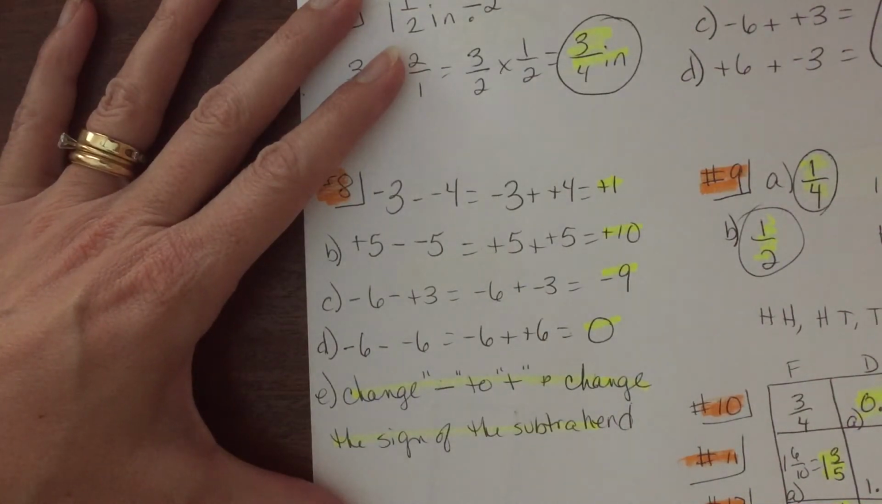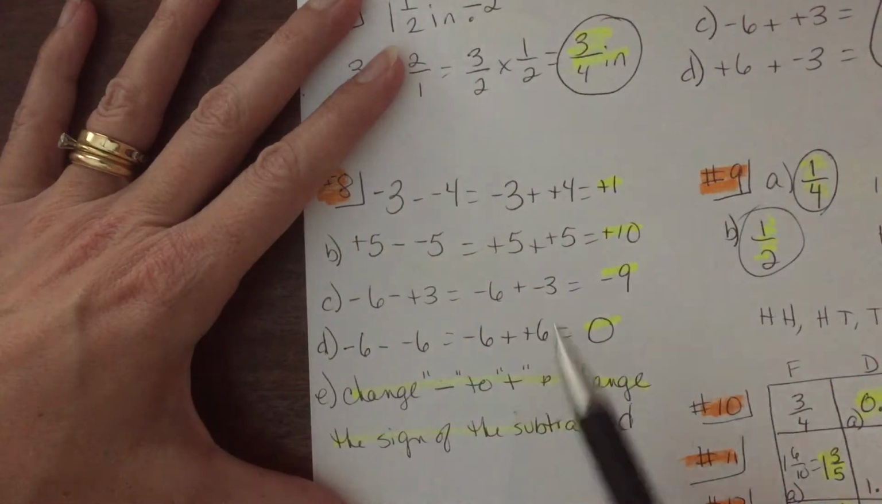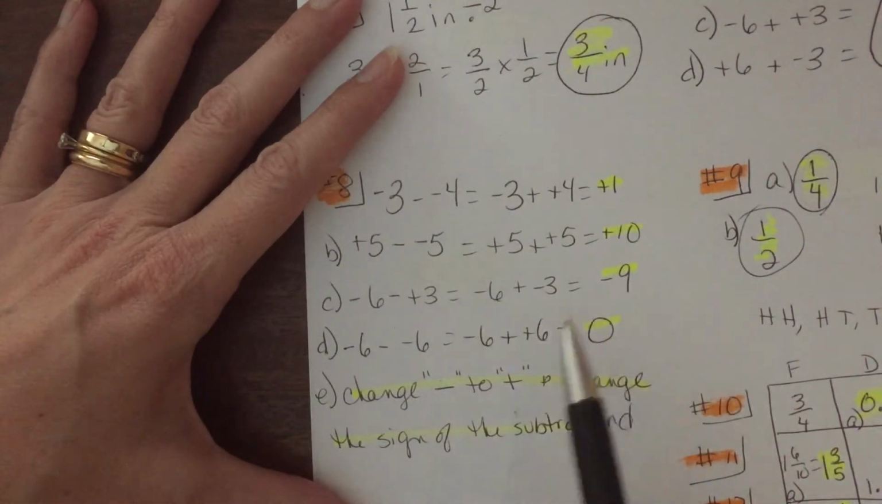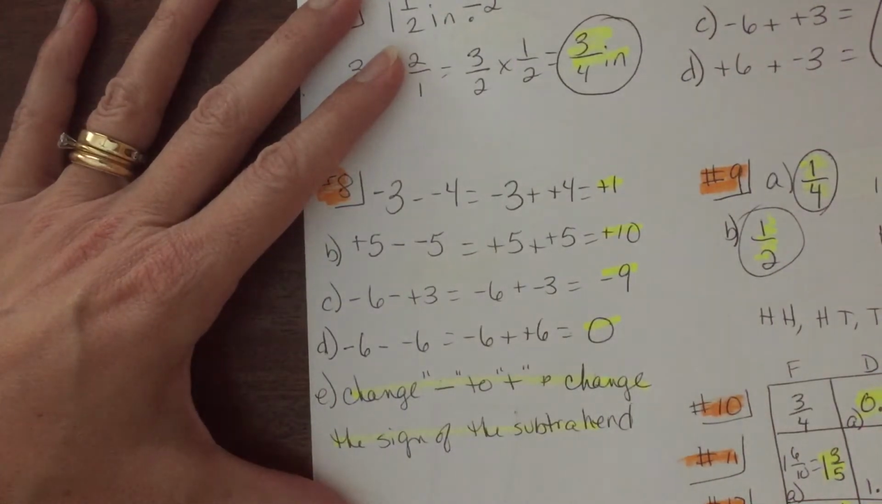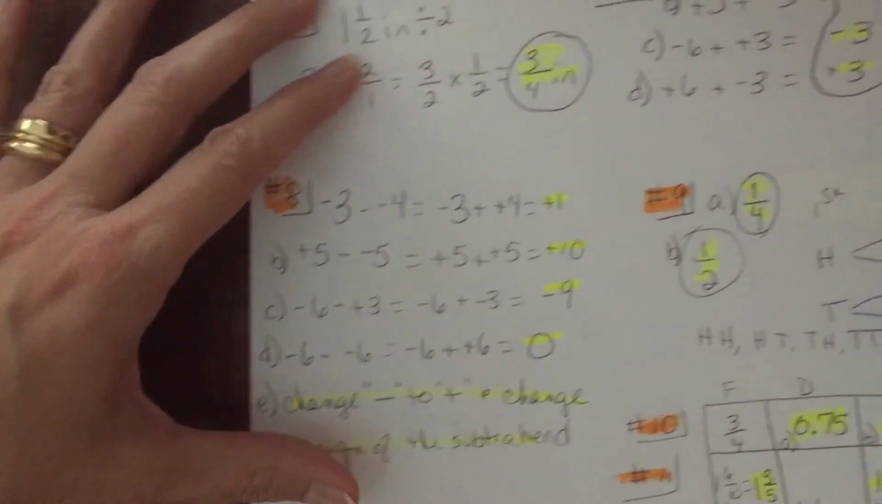And E asks, how do we do algebraic addition? Well, we change the subtraction to addition, and then we change the sign of the subtrahend. That means the number after the subtraction sign. The subtrahend is what we're subtracting, so I use the opposite of it. That means changing the sign.